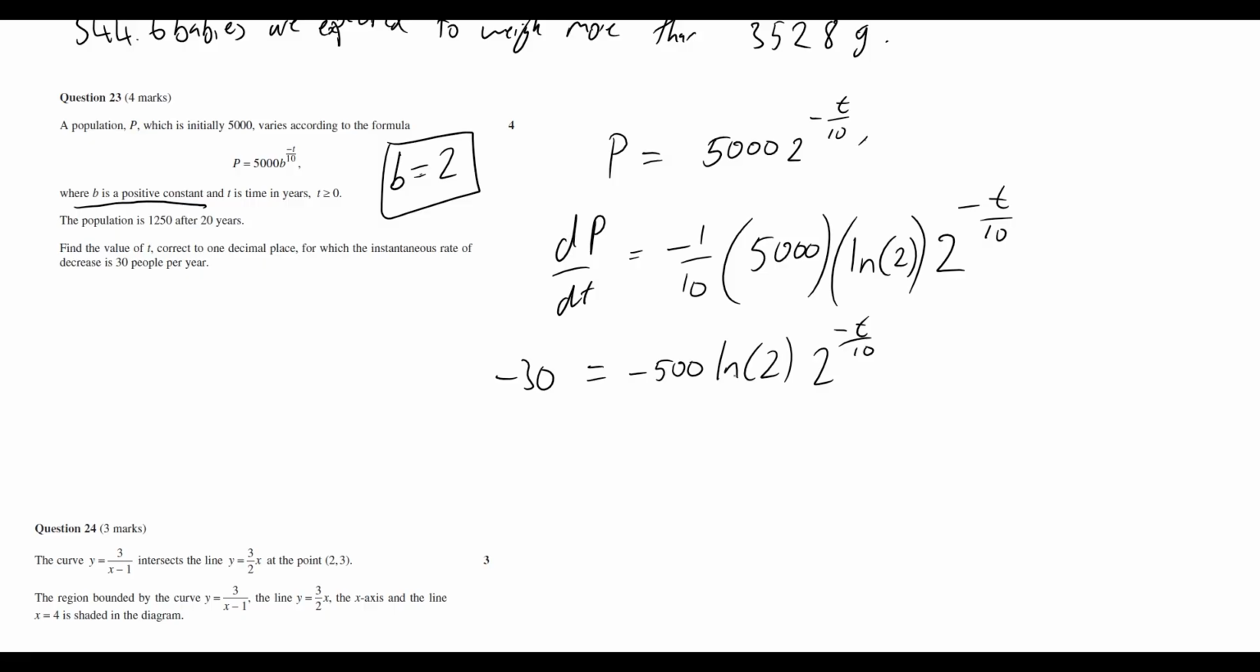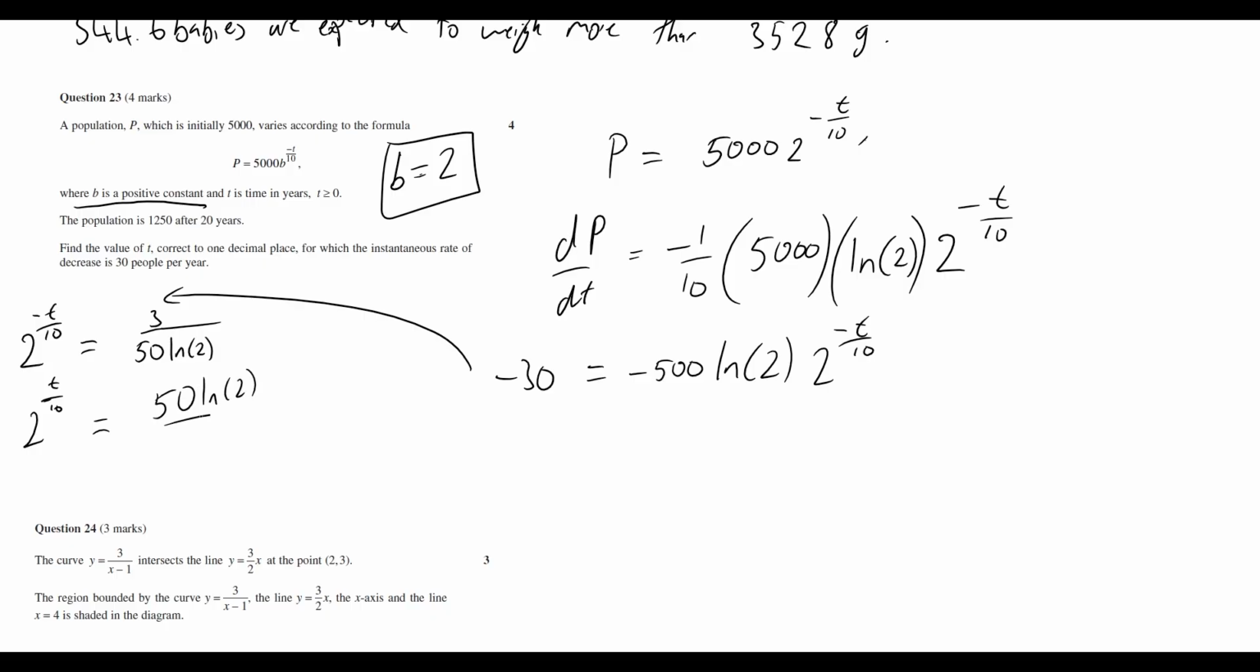So first things first, let's divide both sides by 500 ln of 2, and so I'm going to move over to the left-hand side here. What we get now is that 2 to the power of negative t over 10 is going to be equal to 30 over 500. We can simplify that, so that will end up just being 3 over 50 ln 2. And so what we recognize is that we can use our index laws to just flip this fraction here. So it will now become 2 to the t over 10, now equal to 50 natural log of 2 over 3, simply because of our index laws there.